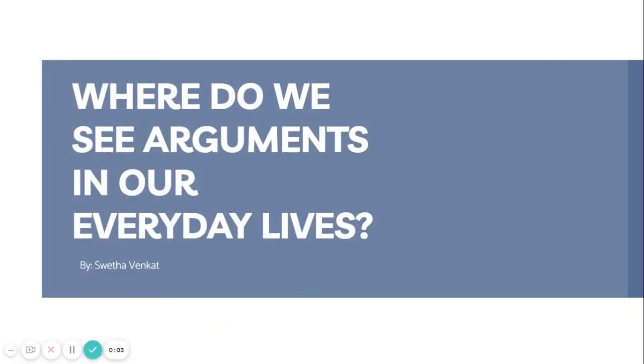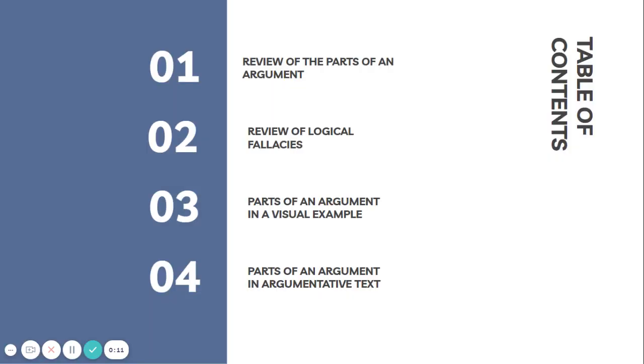Hi, my name is Sweta, and I'm going to go over Unit 1, Parts of an Argument, as a part of English 2 Phoenix. So first, we're going to be going over the parts of an argument. Next, we're going to review logical fallacies. Third, we're going to identify parts of an argument in a visual example. And lastly, we're going to identify parts of an argument in argumentative text.